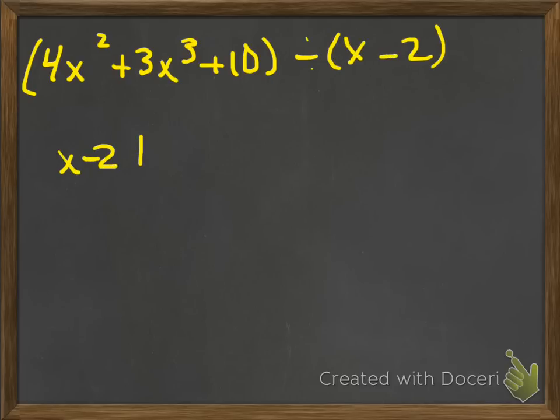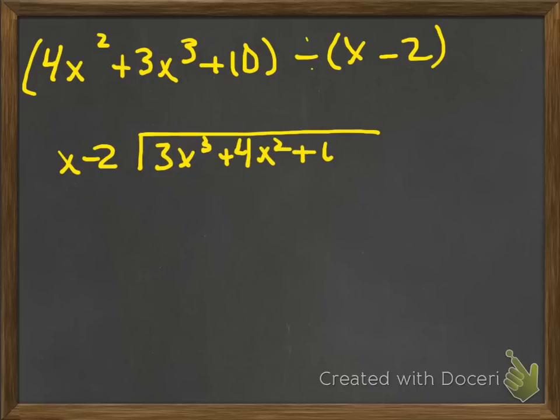Then I'm going to rewrite it into long division form, but I'm going to make sure I put the dividend in standard form. And also notice here I had to add a 0x. I had an x cubed, an x squared, no x, and then a 10. So if there's anything missing, you have to put a 0 in its place. So 0x. That becomes very important.